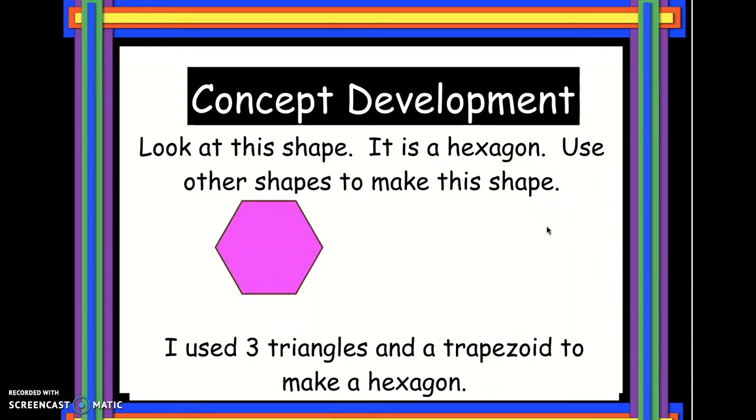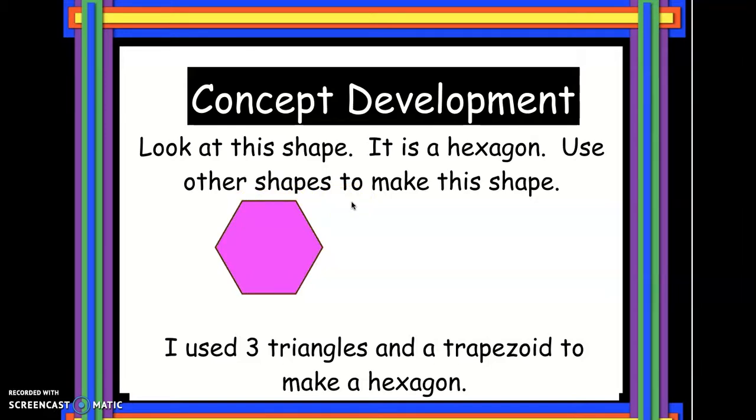I'm going to make a hexagon again, but a different way, okay? Could you think of another way we could make a hexagon before I show you? We've used two trapezoids and we've used triangles. Can you think of anything else that might make a hexagon?